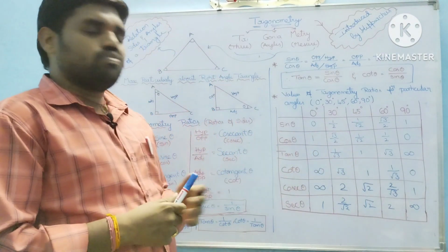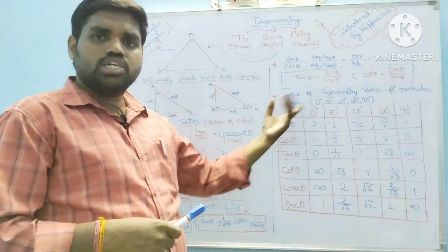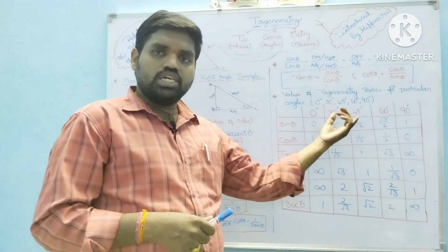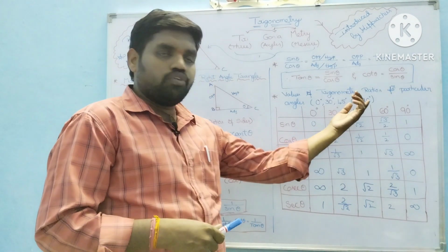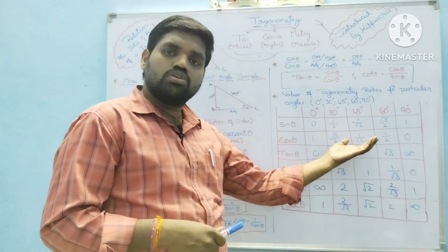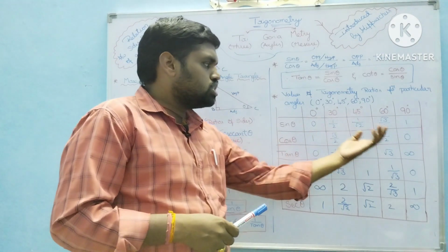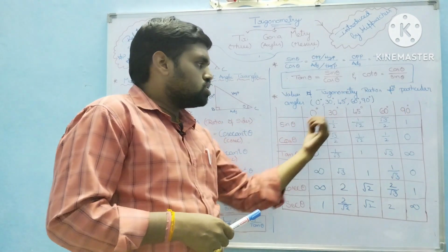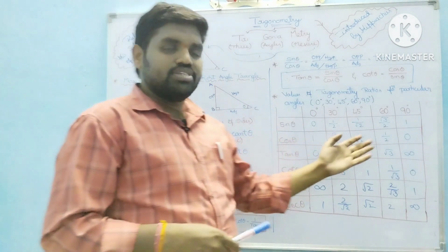Like the cos theta values: when theta is 0 degrees, the value is 1. When theta is 30 degrees, the value becomes root 3 by 2. When theta is 45 degrees, cos 45 is equal to 1 by root 2. When theta is 60 degrees, cos 60 is equal to 1 by 2. When theta is 90 degrees, cos 90 is equal to 0. Like that the remaining values here.